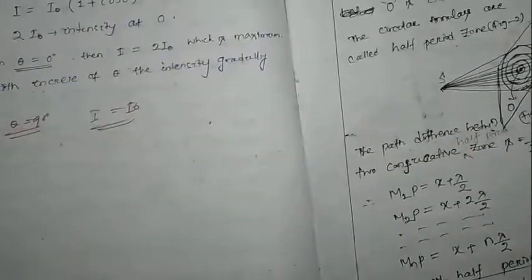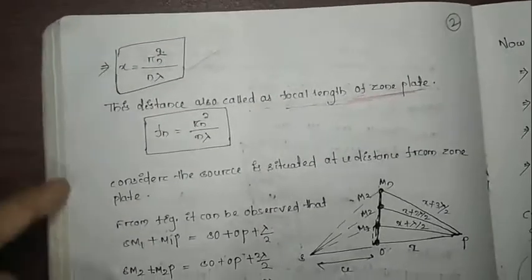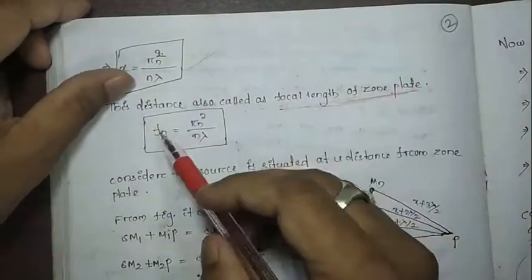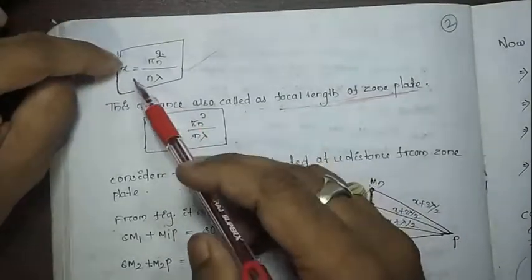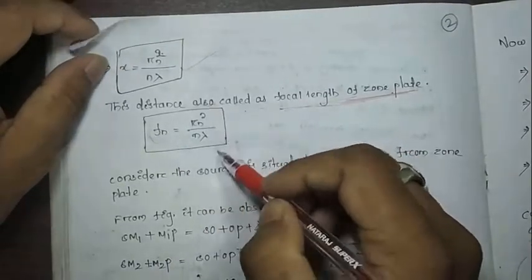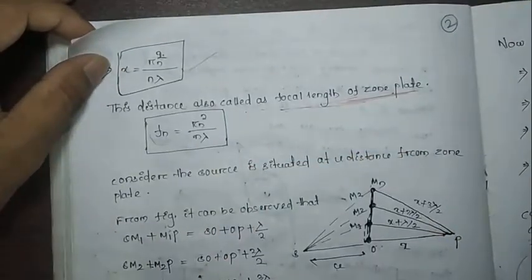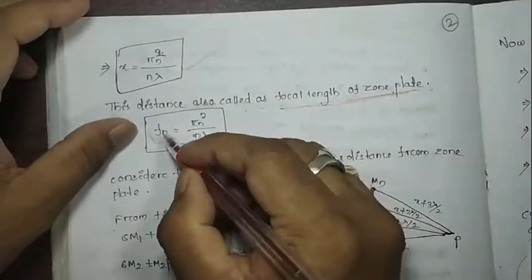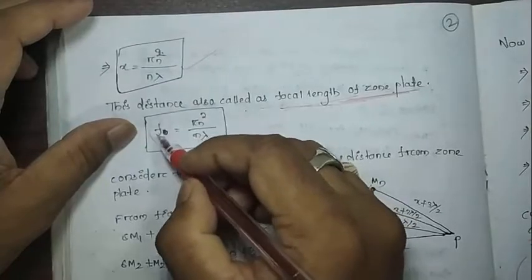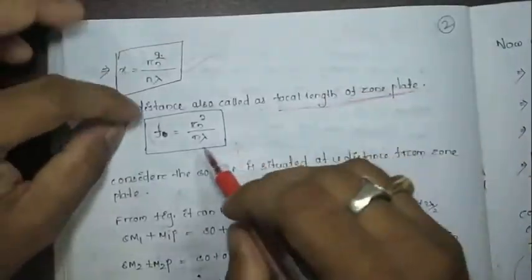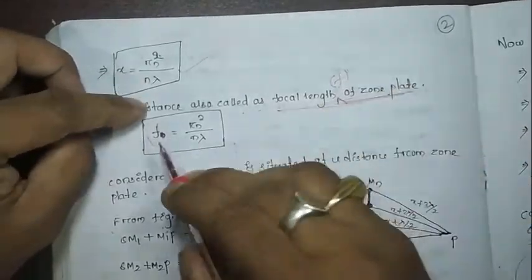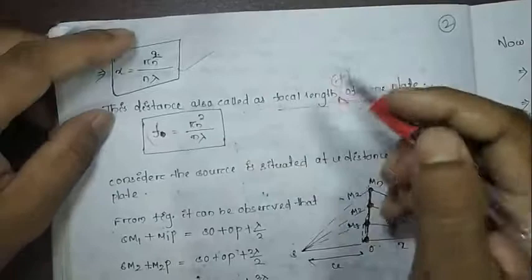So up to this we have found that the so-called distance is called the focal length of the zone plate, and instead of x we can write f equals Rn square by n lambda. So here you have to write only f, the focal length, in bracket f, only f, not Fn.